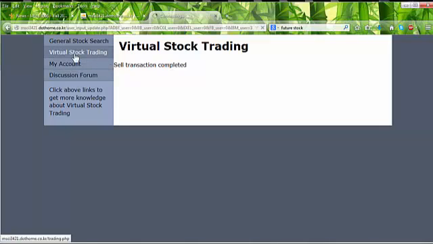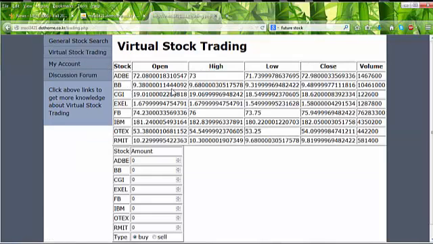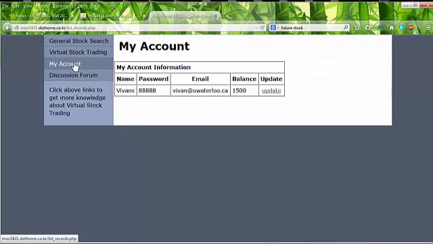Next, that's all about the virtual stock trading part. Let's go to the My Account part. My Account basically shows the user's detailed information: the username, password, email, and the actual virtual money balance on hand. They can update their information anytime, but not the balance, obviously.